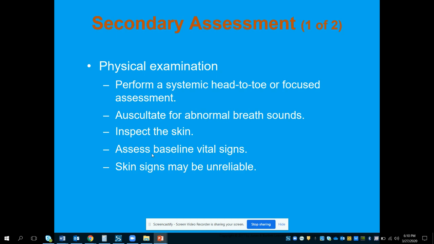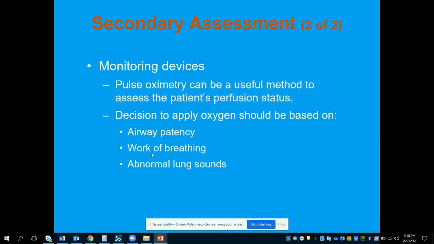Skin signs can potentially be unreliable as the body begins to shunt blood in towards the core and away from those peripheral sites. That might not be the most reliable indicator, so we want to make sure we're doing a good assessment. We can get pulse ox on the patient in addition to our other vital signs. End-tidal would be something good to have here.